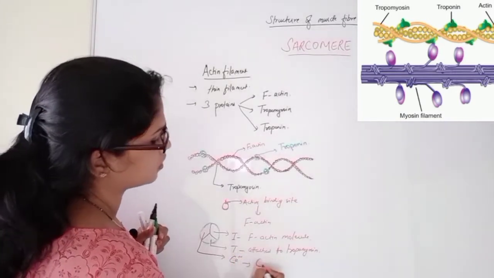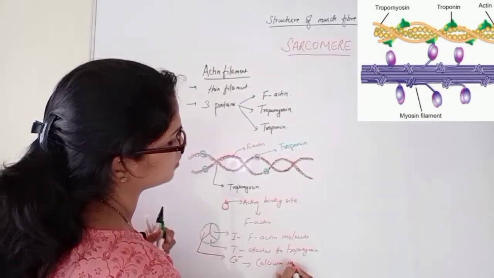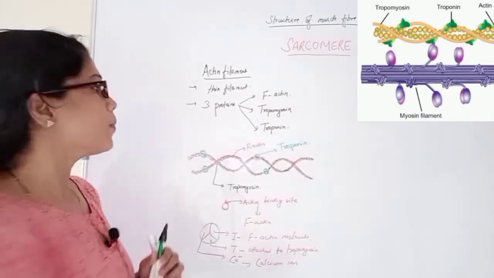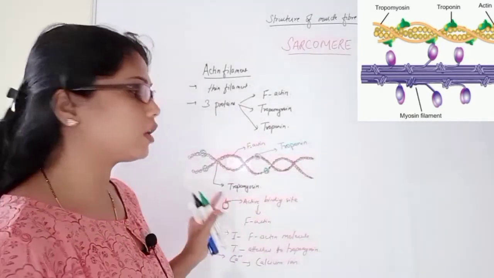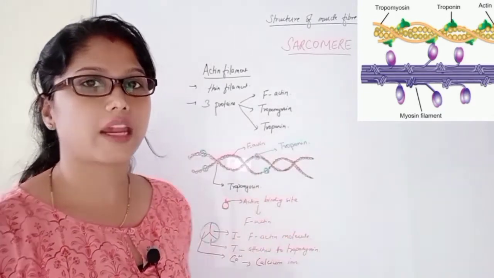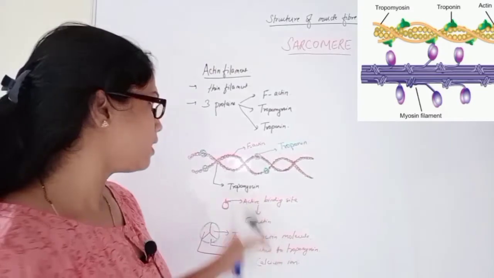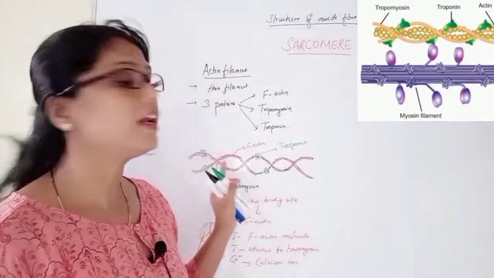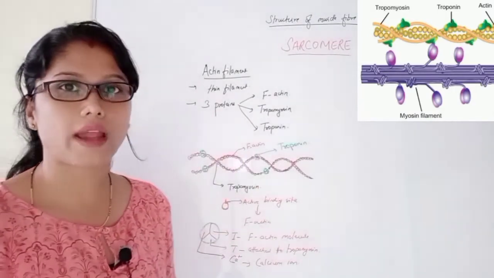So this is the arrangement of protein molecules in the actin filament. And during the relaxed state of the muscle, or when the muscle is in a resting state, the F-actin molecule is covered by tropomyosin. Now this was all about the actin filament.